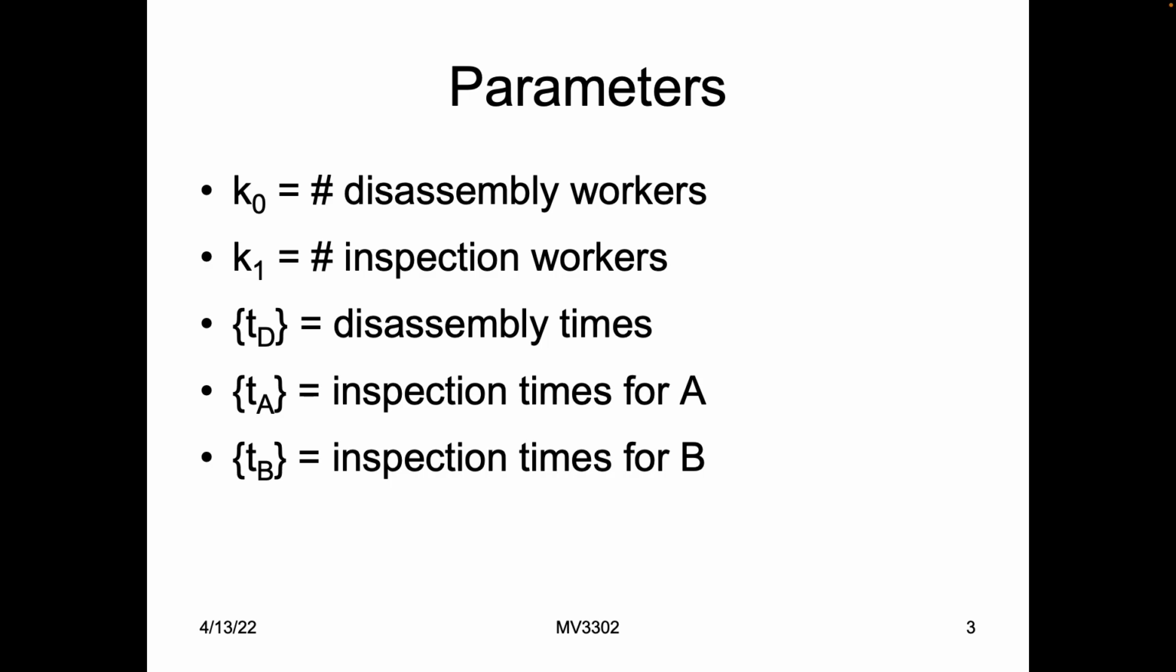So taking a look at this model again, what are the different parameters here? Well, we have two types of workers, the disassembly ones and the inspectors. And then we have times for these things. We have the disassembly times, and then we have the inspection times for A and the inspection times for B. Okay, so again, the parts come in, they have two components. You have to spend some time disassembling them and then inspect them one at a time.